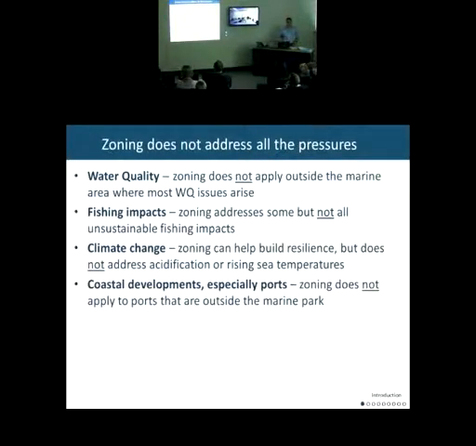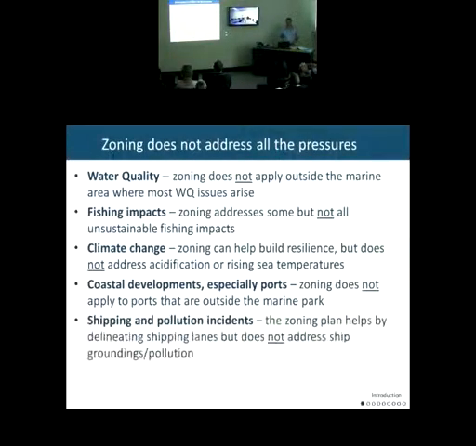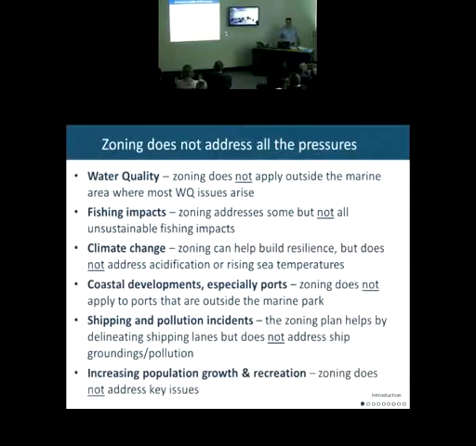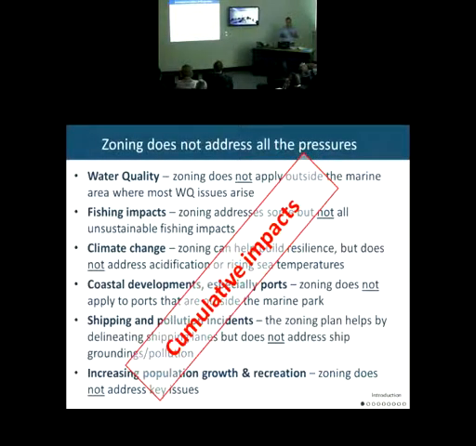In terms of ports and coastal developments, zoning doesn't actually apply in the port areas that are outside the Marine Park. And when we're talking about shipping, whilst the zoning plan itself has shipping lanes in law, it doesn't actually control huge aspects of the shipping. And so when we get groundings or pollution incidents, the zoning isn't the thing that helps address those. And increasing population and recreational growth, these things again aren't addressed by zoning. And on top of that, the cumulative impacts of all these pressures, again, zoning is not addressing. So whilst zoning is a fundamental tool, a really critical one, it's not the only thing we use for our management of the Great Barrier Reef.